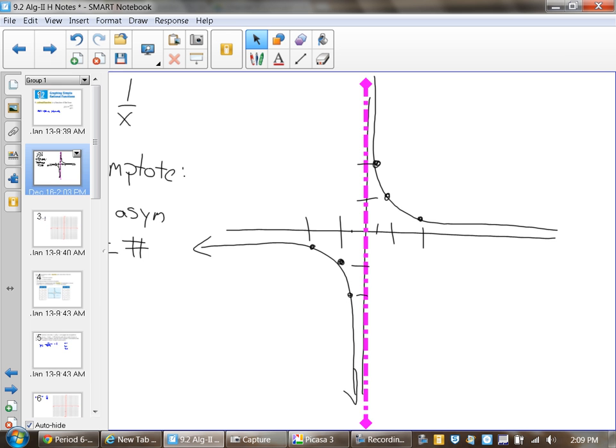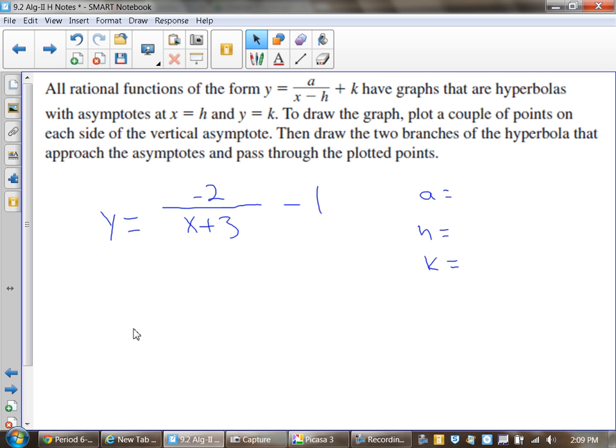A, h, and k. Again, a, h, and k. Where your vertical asymptote is at x equals h, and your horizontal asymptote is going to be at y equals k. And again, a, h, and k. You're going to find that plotting and graphing these are going to be really, really easy because there's just a couple of steps to them.